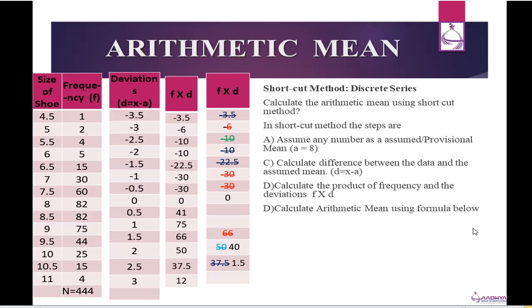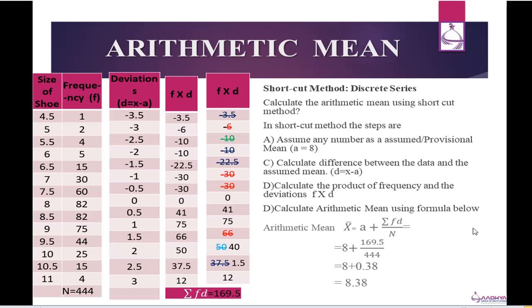Next, we take all the numbers which are left, which cannot be cancelled out anymore, and we get 41, 75, and 12. Now we add up all the numbers remaining, so 41 plus 75 plus 40 plus 12 plus 1.5. When we add these, we get 169.5. We apply this to the formula. So A is the assumed mean, sigma FD is 169.5 divided by 444. This is a very simple calculation. Using the calculator, we get 0.38 and the total mean is 8.38.